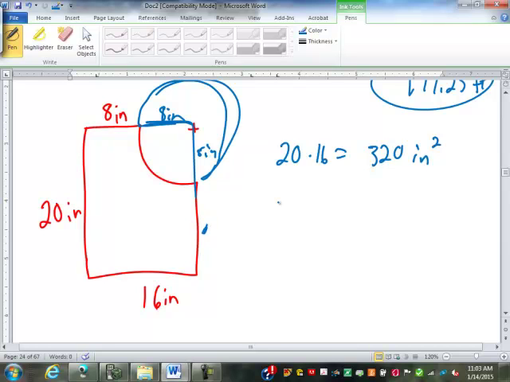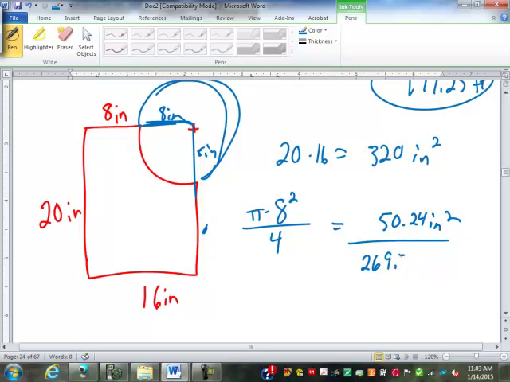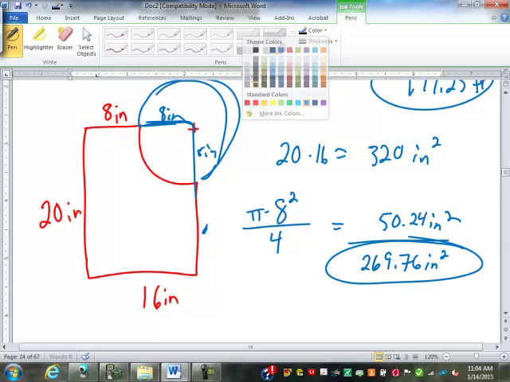So that area is pi times 8 squared divided by 4, because it's only a fourth of a circle, which is 50.24 square inches. Subtracting gives us 269.76 square inches of area. What do y'all think?